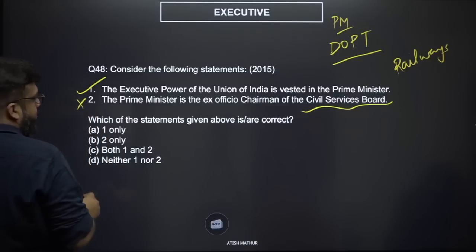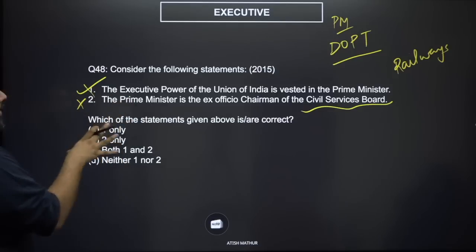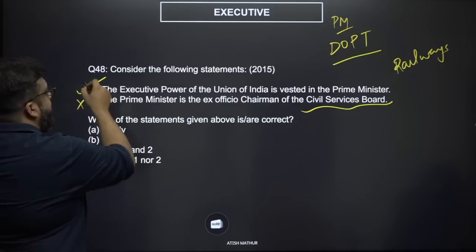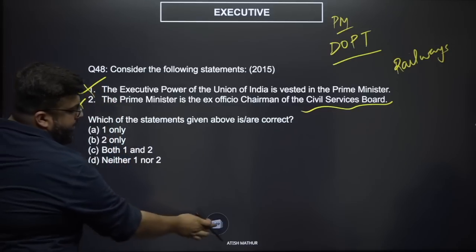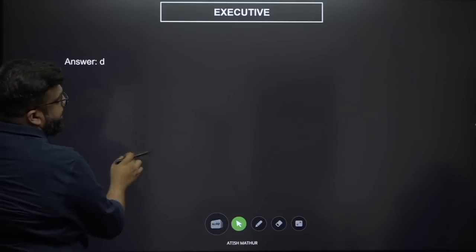So this is wrong and this is also wrong, because the executive power is with the President and not the Prime Minister. First statement is wrong. Second statement is wrong. Both the statements are wrong. Therefore, the answer is D.